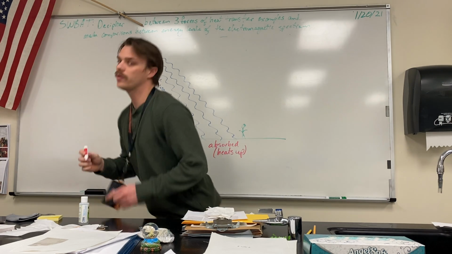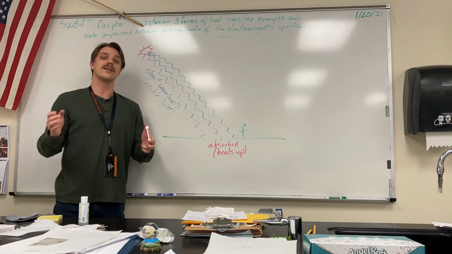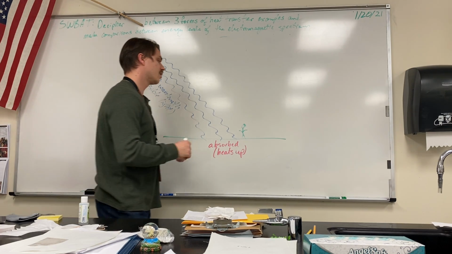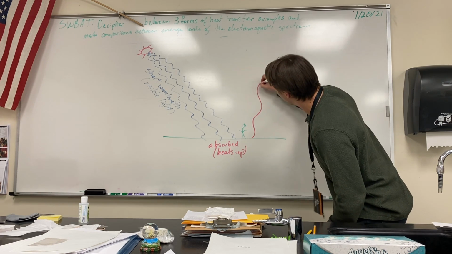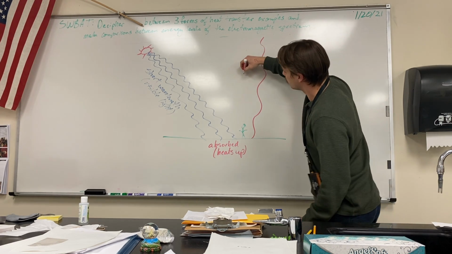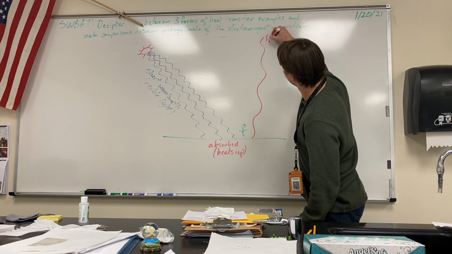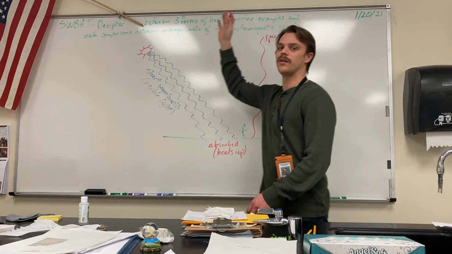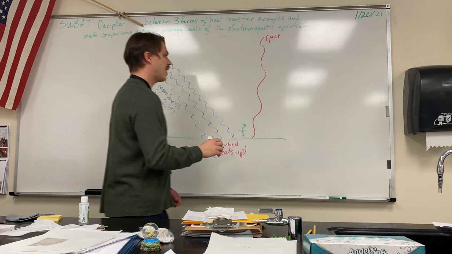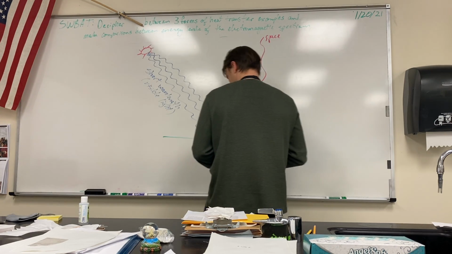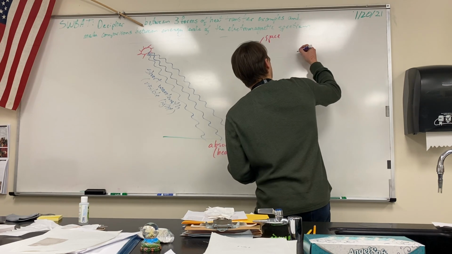Now, remember, what is the wavelength for heat? It's infrared. It's a long wavelength. So this heat now tries to escape back out into space. And some of it does. It goes all the way out into space. But we have these things called greenhouse gases.